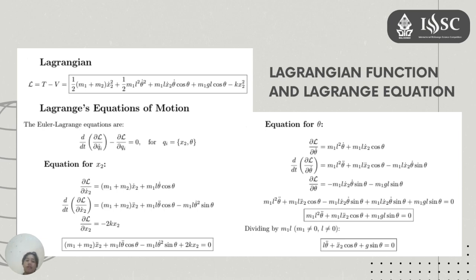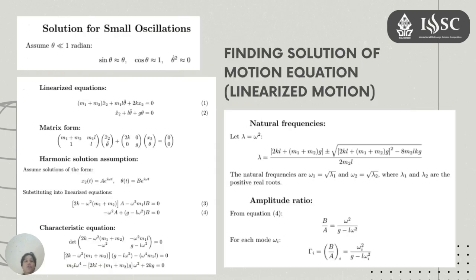We have the final equation for theta: L theta double dot plus x2 double dot cos theta plus g sin theta is equal to 0. So we have to find the solution of the movement of the system with linearized motion. For the solution for small oscillation, our assumption is that theta is smaller than 1 radian.